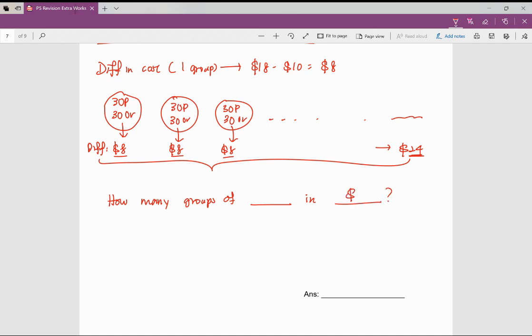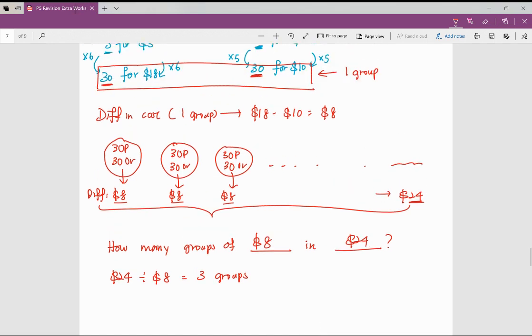They give you $24 to work with, which is the difference in cost. That means the front one must also be the difference in cost, but for one group. So how many groups of $8 in $24? I'll take $24 divided by $8. That will give me 3 groups. 3 groups of what?